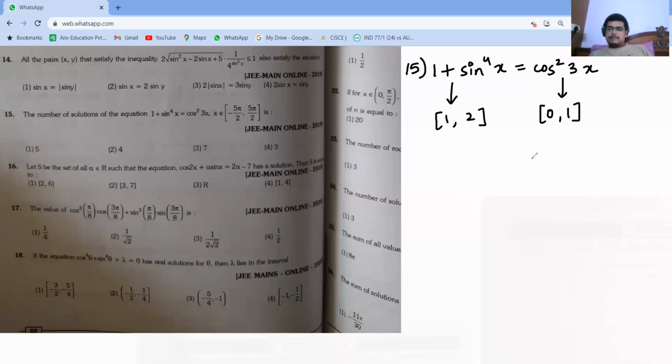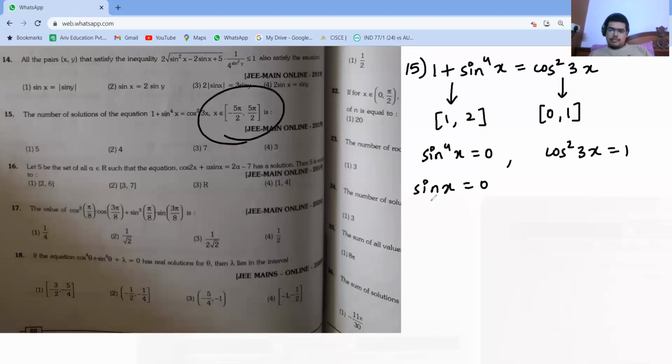अरे कितना इजी हो गया ये, कुछ समझा आप लोगों को? Could you observe something? 1. So basically, the values of x will be those values of x for which LHS RHS both will give the answer 1. Done. So basically, sine raised to 4x होना चाहिए 0 and cos square 3x होना चाहिए 1. This is so easy to solve now. So this is sin x equal to 0. So we want all those values of x for which it is 0 from minus 5 pi by 2 to 5 pi by 2.